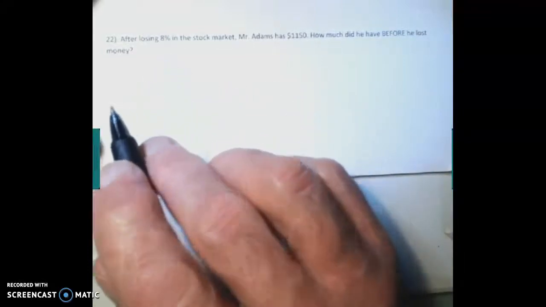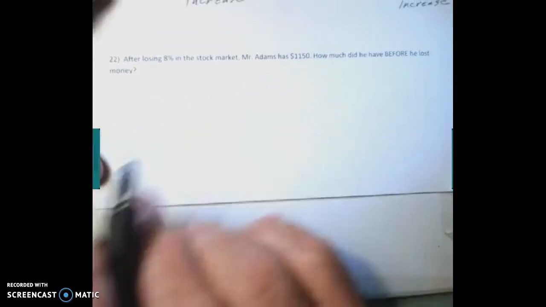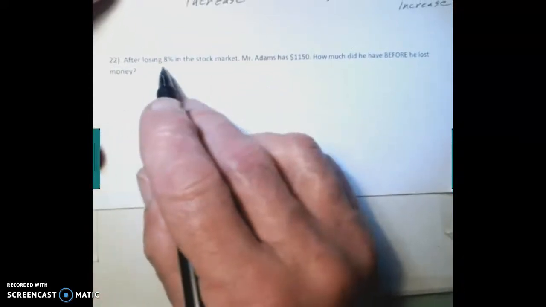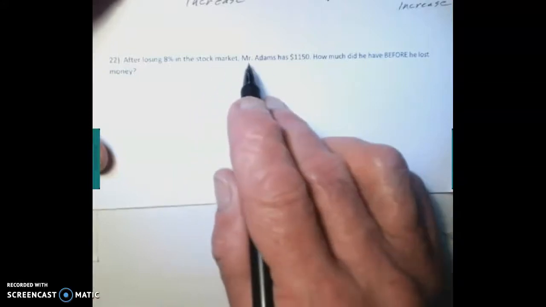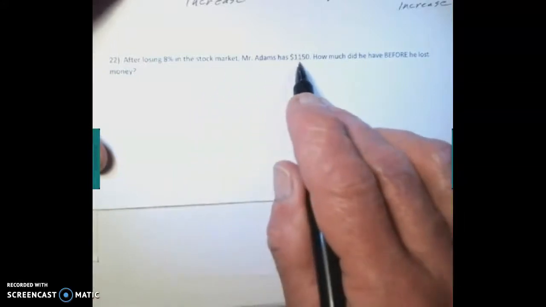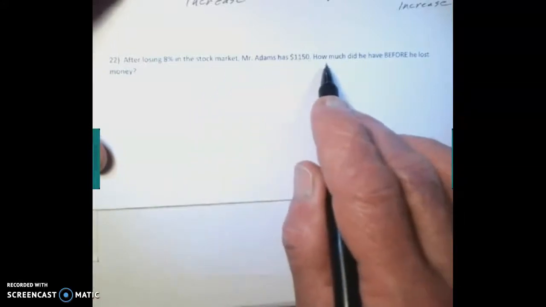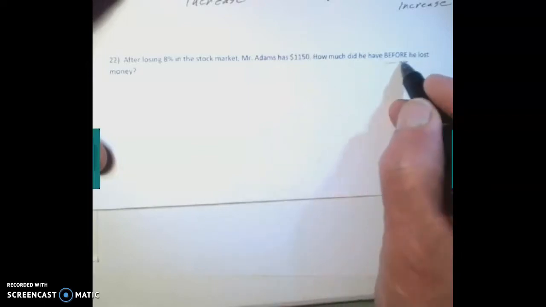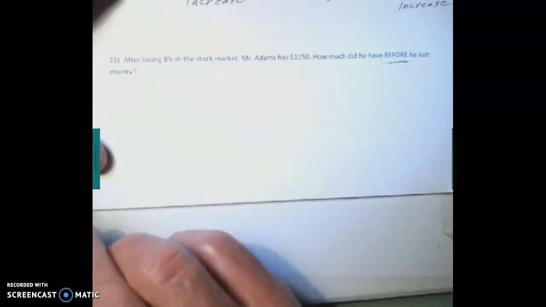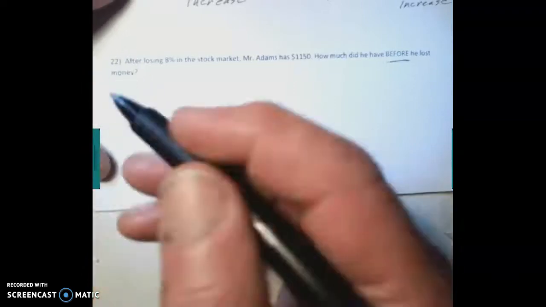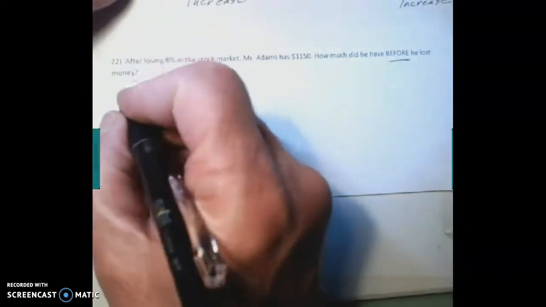Okay, Unit 6 Test Study Guide, question number 22. After losing 8% in the stock market, Mr. Adams has $1,150. How much did he have before he lost money? Okay, interesting problem. Again, percent change.